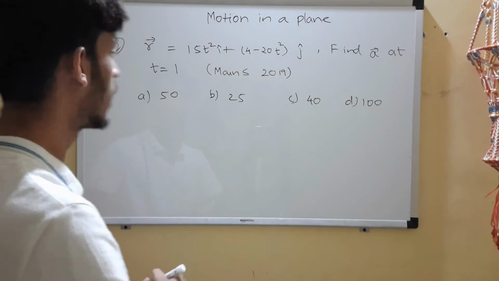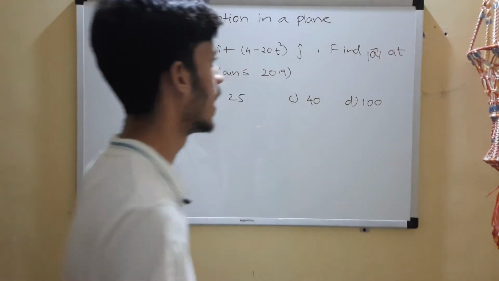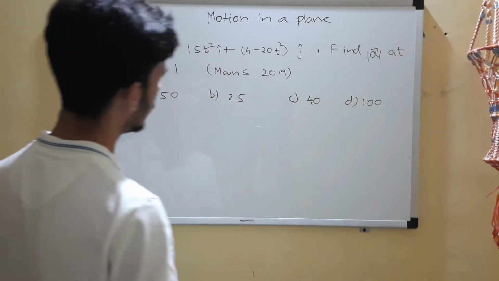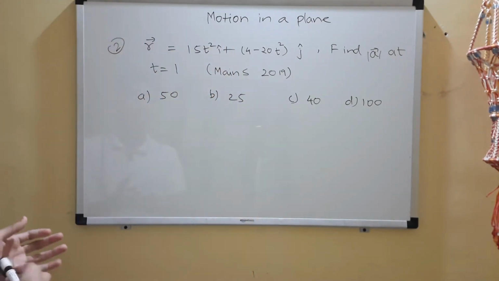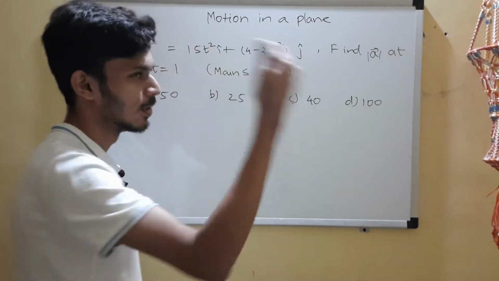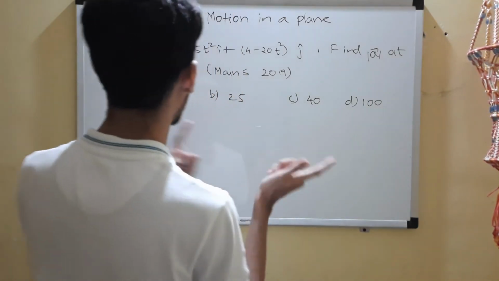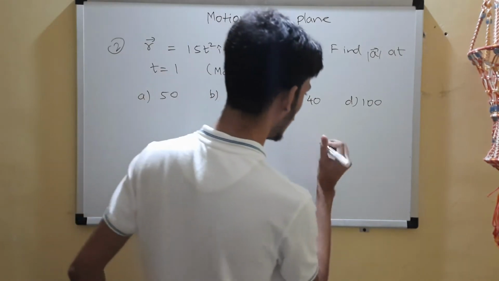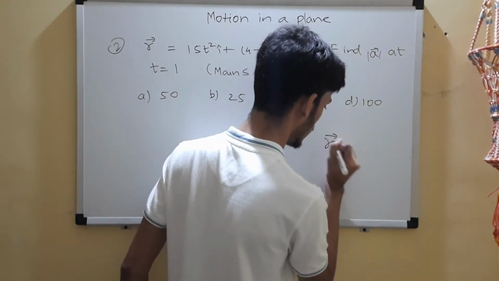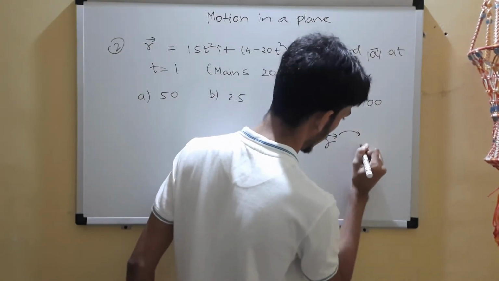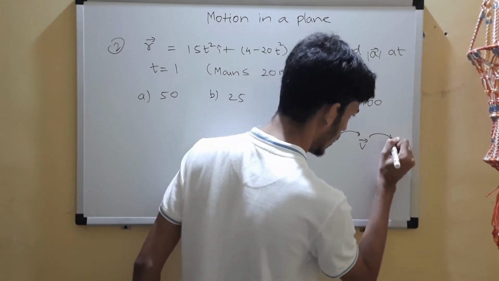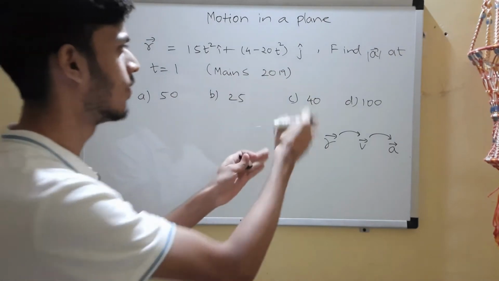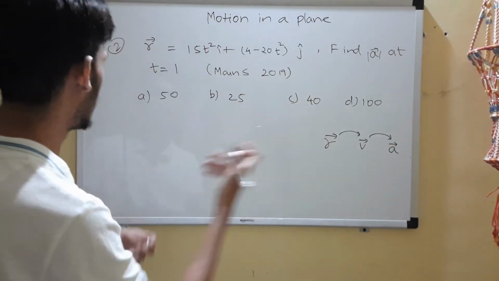You can try it. It has asked you for the magnitude of acceleration. You can see it's a Mains 2019 question, a recent one. You are given the r vector, or the position vector or the displacement vector, you can call it, and you are asked for the acceleration. So what will you do? The easiest thing is to differentiate this, get the velocity vector, and then again differentiate the velocity and get the acceleration, and then find the magnitude. Okay, so let's do that.